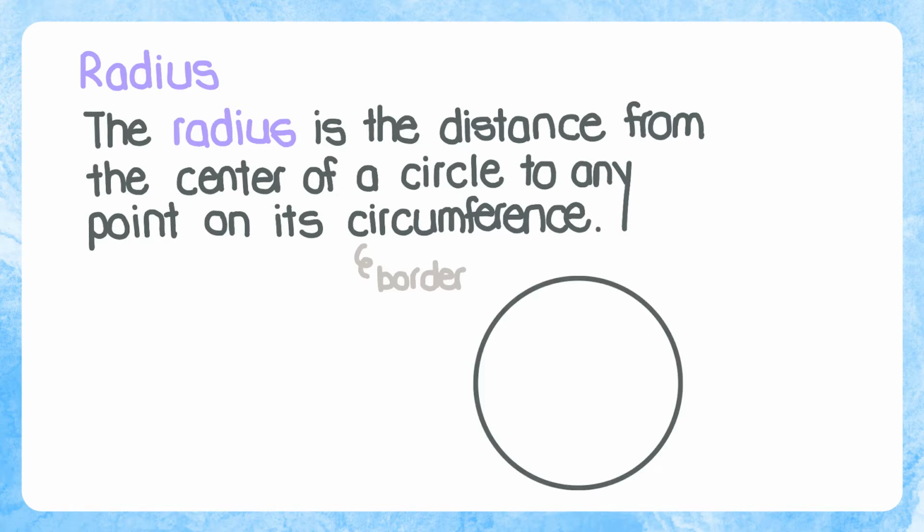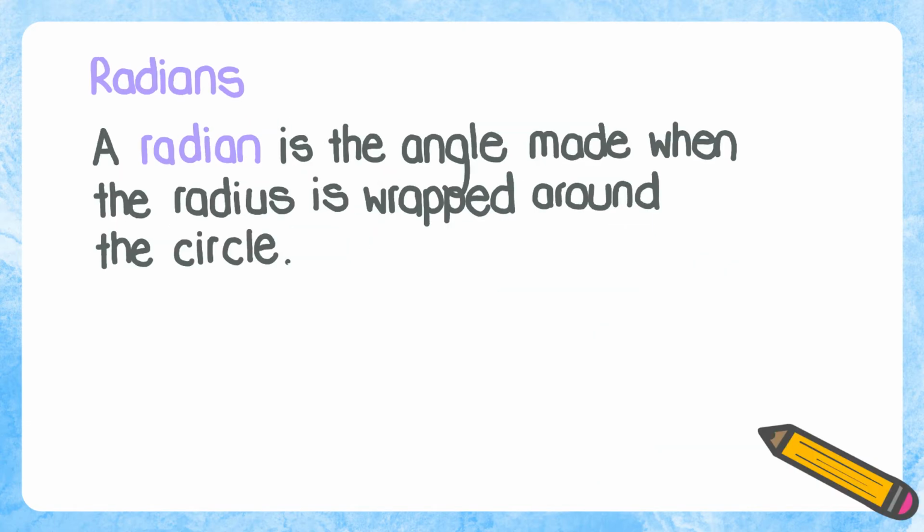So for example, let's say I have a circle here, and here's the center of that circle. This line segment right here is the radius of a circle. Notice how it goes from the center of the circle to a point on its border, or the circumference. So this is called the radius of a circle. And how does this relate to the idea of radians? So a radian is the angle made when the radius is wrapped around the circle.